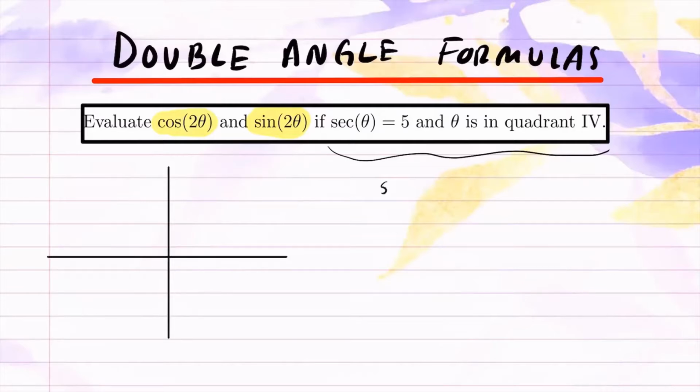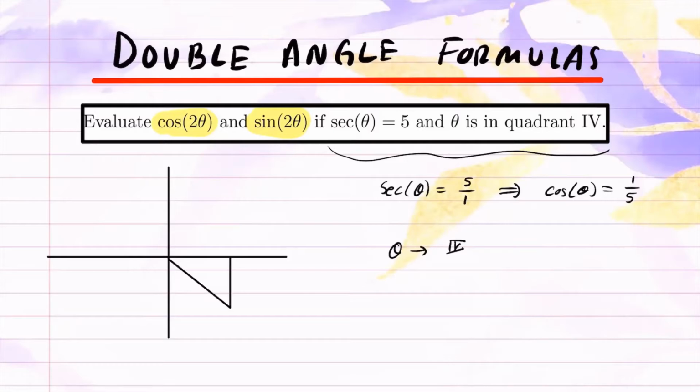So you're given secant theta is equal to 5, or you can write that as 5/1, which means we know cosine of theta. Cosine is the reciprocal of secant, so this would be 1/5. And we also know that theta is in quadrant 4. So let's go ahead and draw a right triangle in quadrant 4, just like that. Here's our right triangle, and here is our theta.